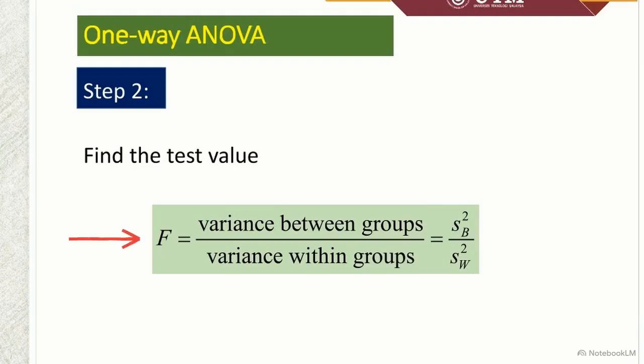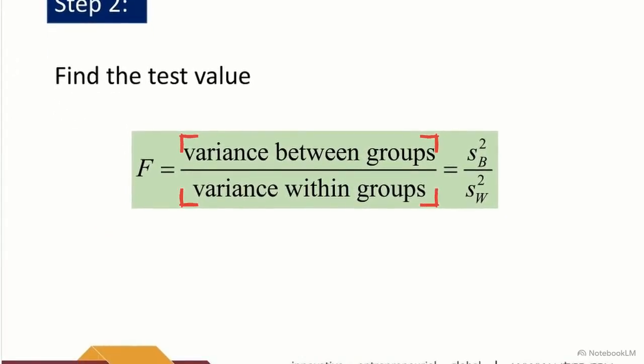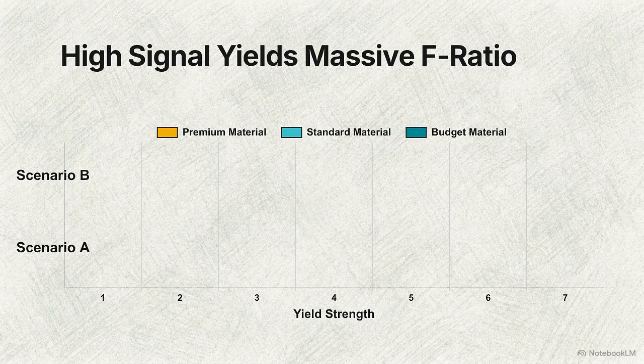The formula shown here gives us the F statistic. It's exactly that relationship, a mathematical ratio calculated by dividing the variance between the groups by the variance within the groups. Let's test this intuition. Take a look at these 2 scenarios. Pause the video and decide which one of these would yield a higher F ratio.